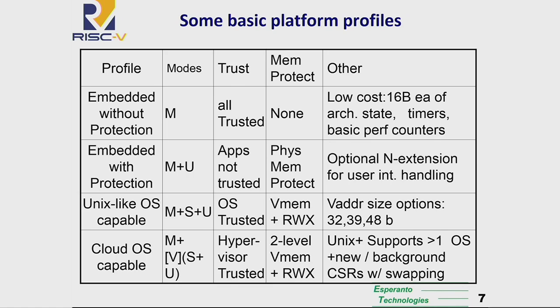You start out, the most basic system has pretty low cost. You have 16 bytes each of architectural state, timers, and performance counters. If you have embedded with protection, you can add the user interrupt capability. If you have a supervisor state, then with an OS, you add different address sizes. And finally, if you have multiple OSs, you have your usual Unix support, and then you add background CSRs for that swap or get replaced.